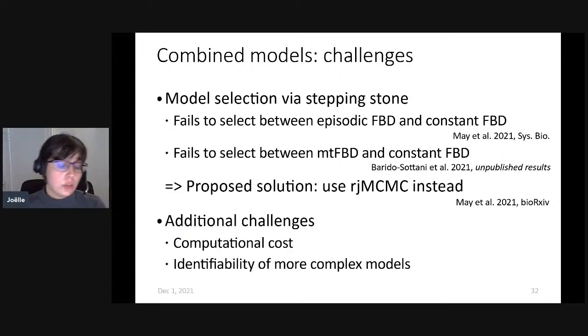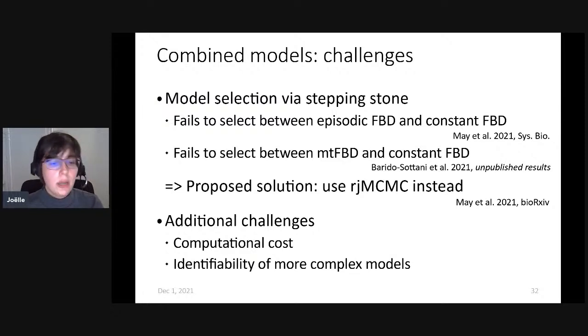The first one is the computational cost. Complex models already have an increased computational cost, obviously, because there are more parameters involved, more complicated likelihood calculations, and so on. But RJMCMC, on top of that, adds the fact that you expand the parameter space a lot, because every time you jump from one model to another, you have to explore the parameter space associated with that new model. So I think the computational cost will continue to be a challenge in expanding FBD analysis.